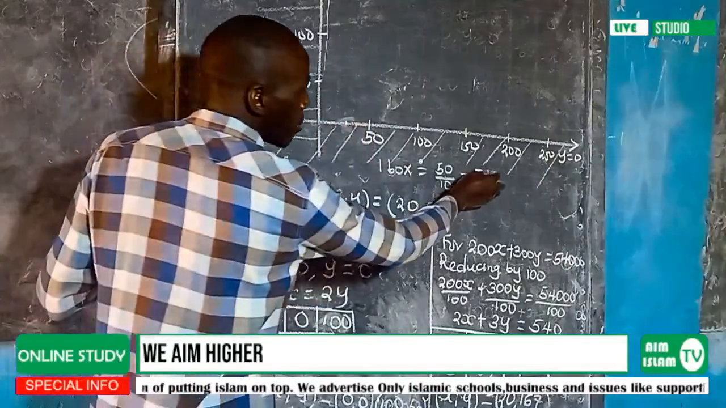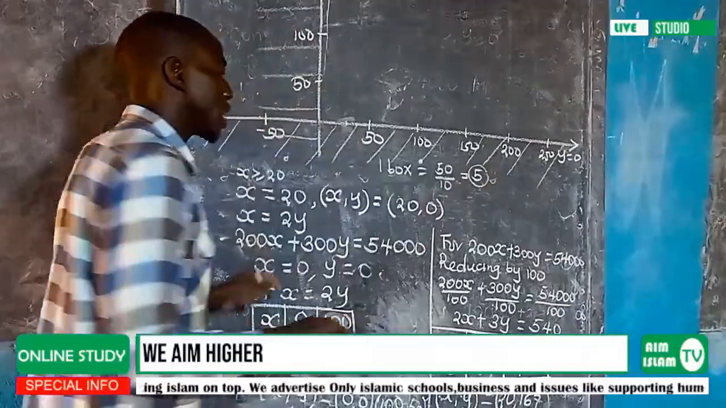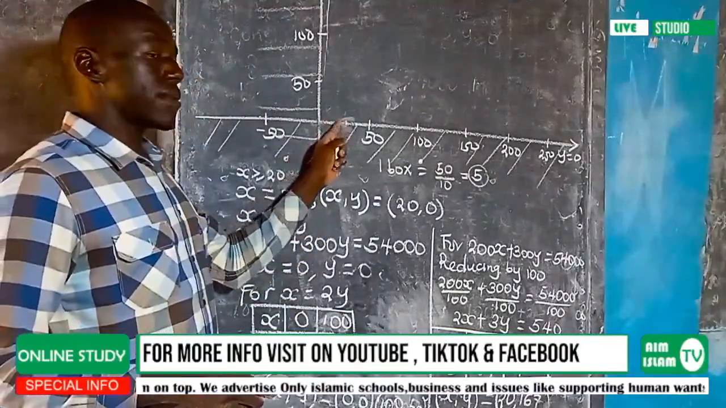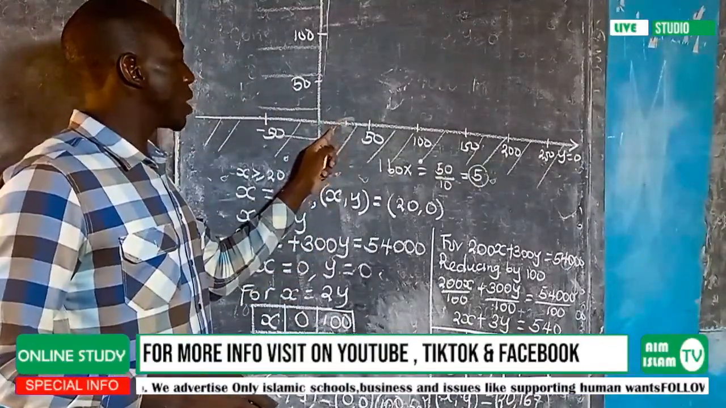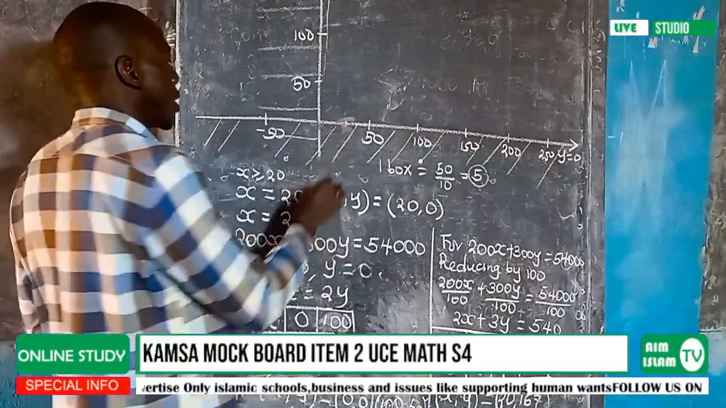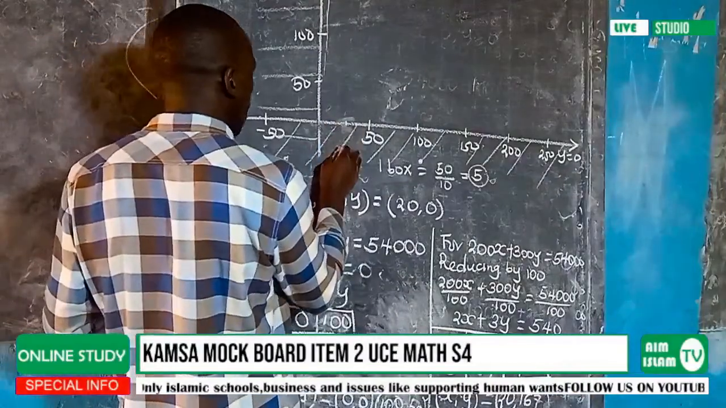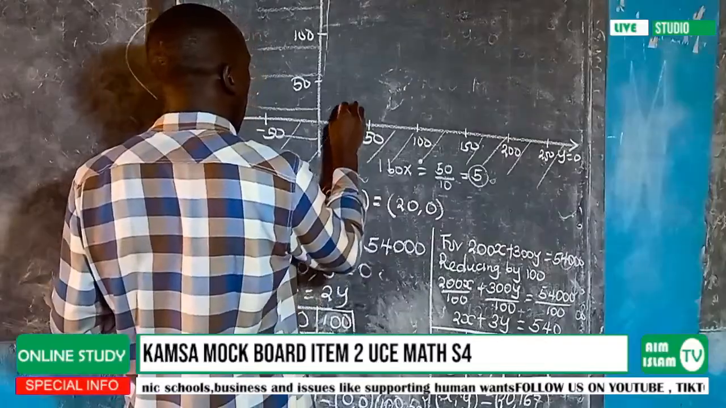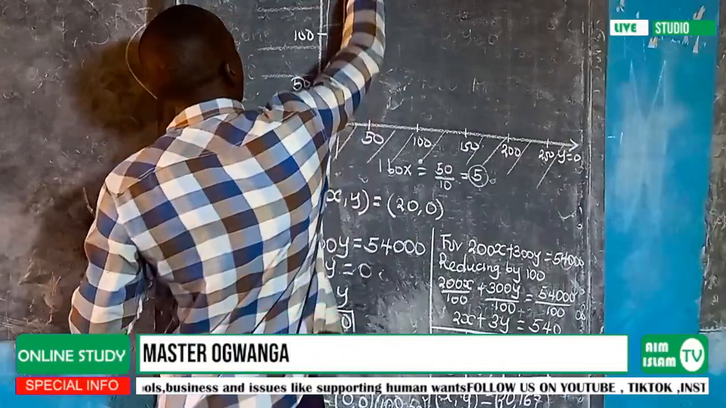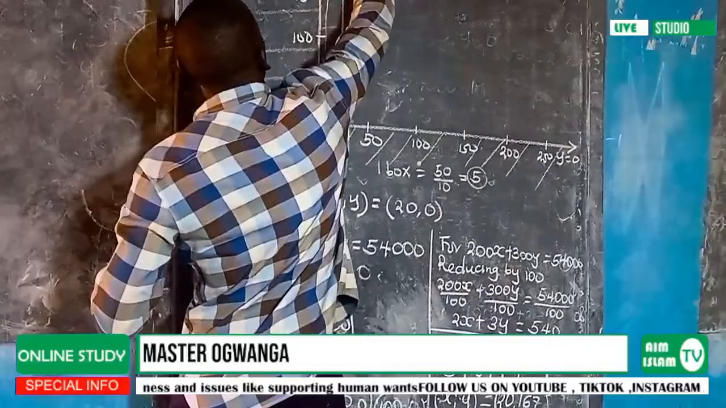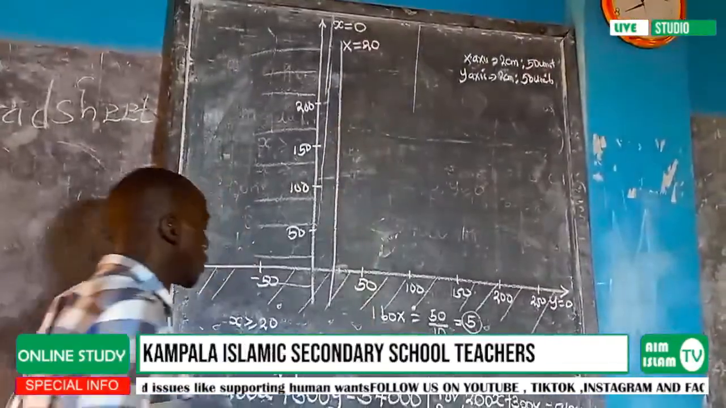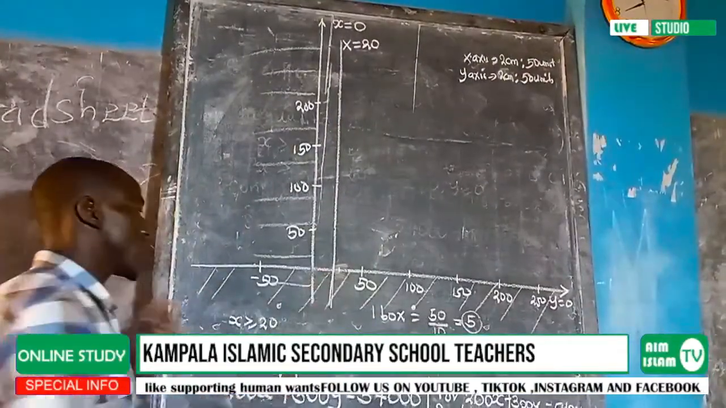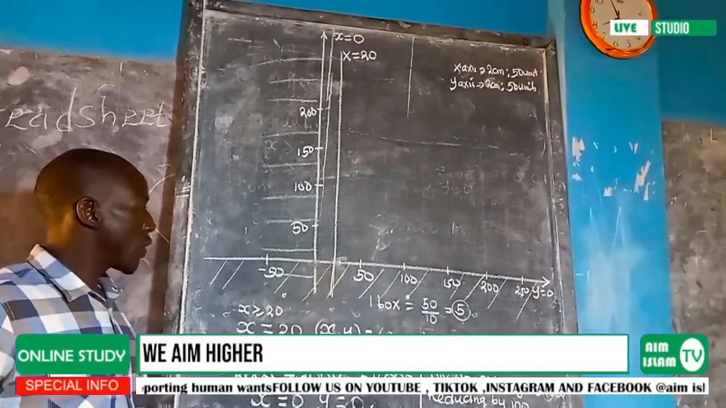But we said each small box is 5. Meaning that if I count 5 small boxes, 5 small boxes will be equivalent to 20. So assuming my 20 is here, this one will act as the line x equals 20. I'm assuming this is my 4 small boxes.